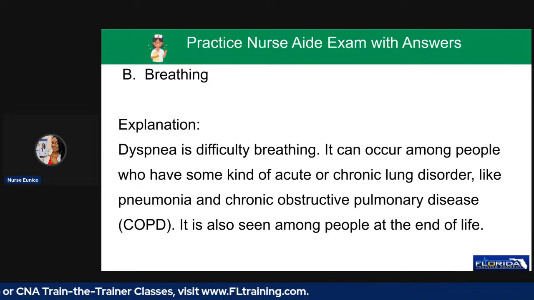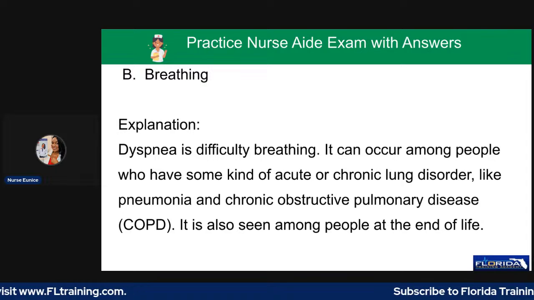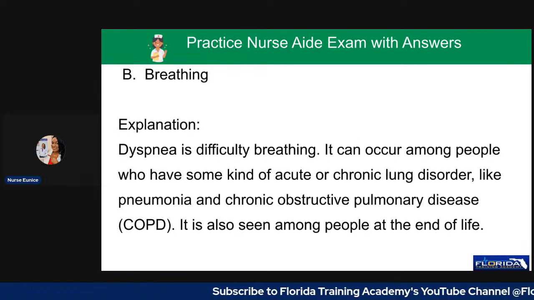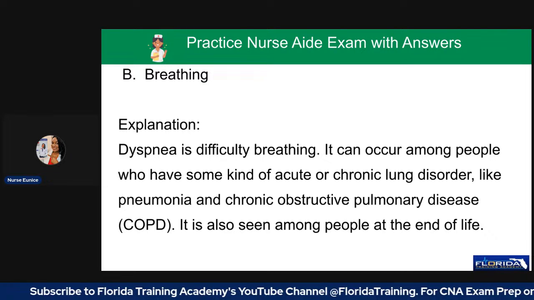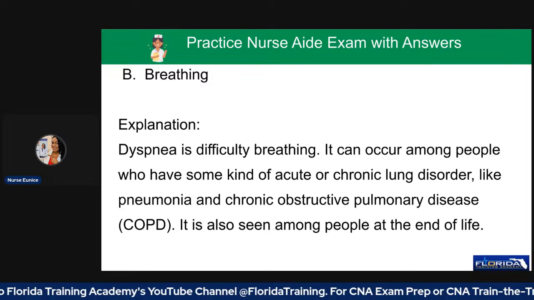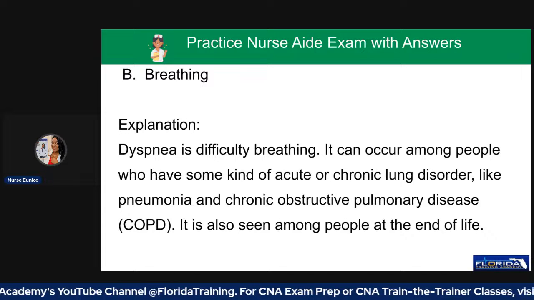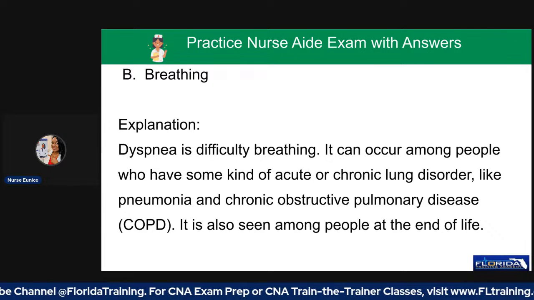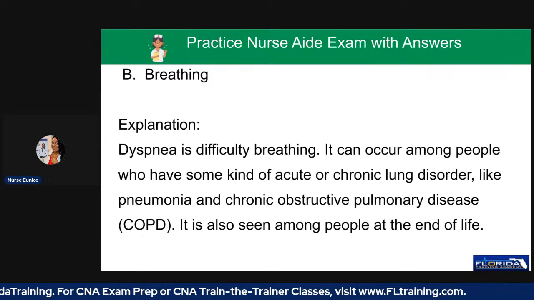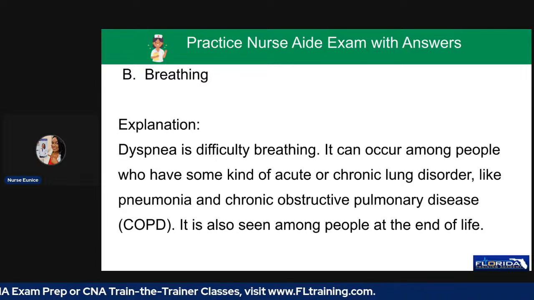At the end of life, people have a problem or difficulty with breathing. Some people have chronic lung conditions such as pneumonia or chronic obstructive pulmonary disease, which we call COPD. But sometimes at the end of life, they have the Cheyne-Stokes, these irregular breaths. That could be a precursor to death. So usually they're going to have difficulty breathing before they expire.